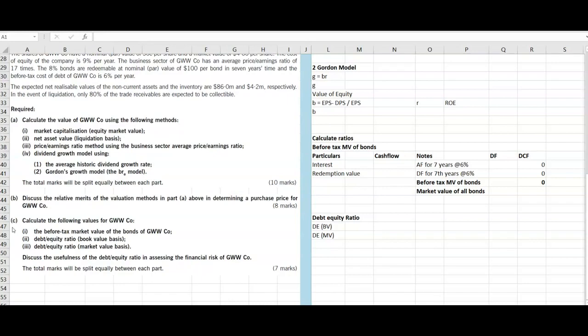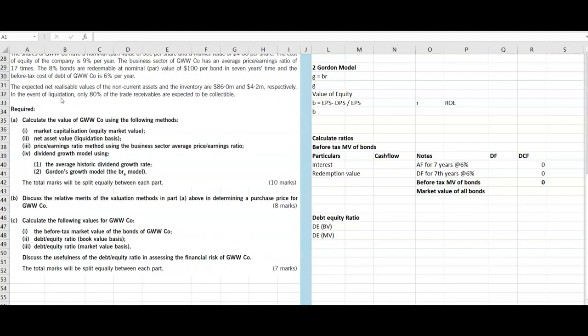And for C, we have to calculate the following values for GCO: the before tax market value of the bonds, debt equity ratio using book value method, debt equity ratio using market value method, and there's also a theory question here. So that's about the marks allocated for this lengthy question.